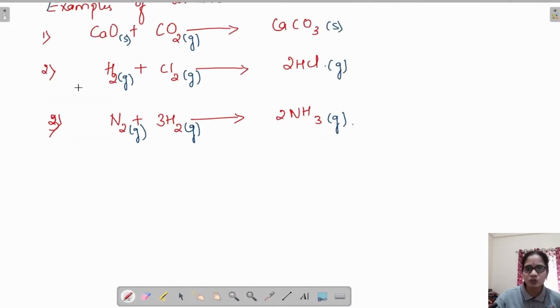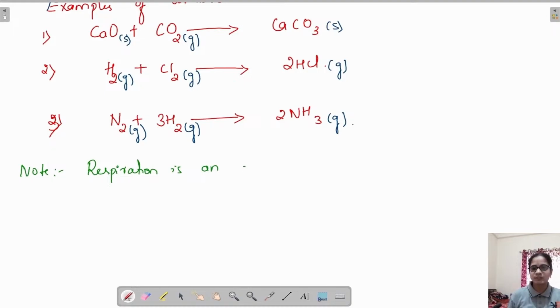Okay, and also we have talked about exothermic reaction here. Yes, if heat is liberated, we call that reaction an exothermic reaction. One more example you have to remember is that respiration is also an example of exothermic reaction. Okay, so I will write it as a note. Please note this point. Respiration is an exothermic reaction.